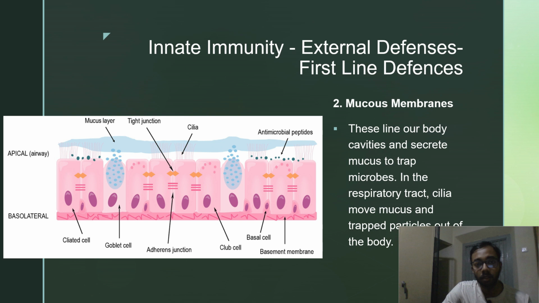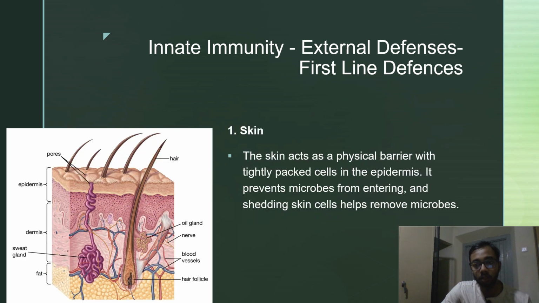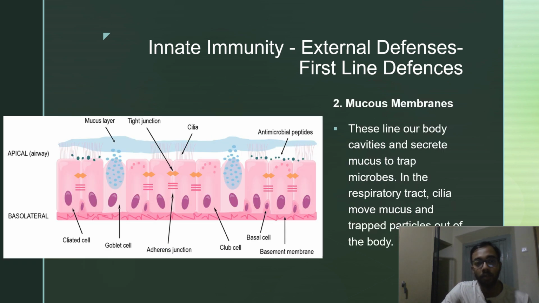The second way in which the external defenses of the innate immunity act is through mucous membranes. These line our body cavities and they can secrete mucus by specialized cells known as goblet cells. This mucus can trap microorganisms in them and ultimately lead to their removal.